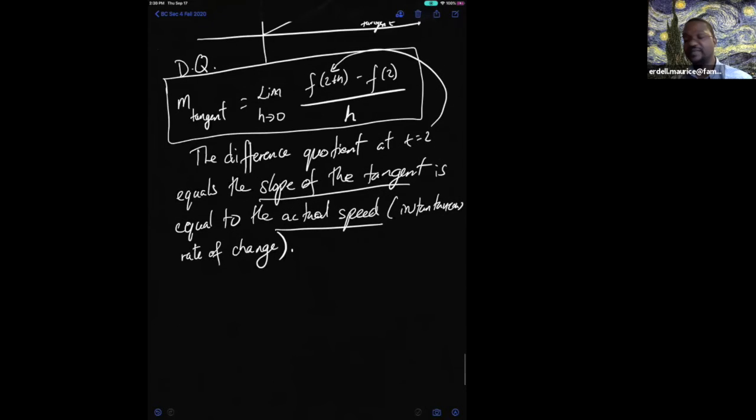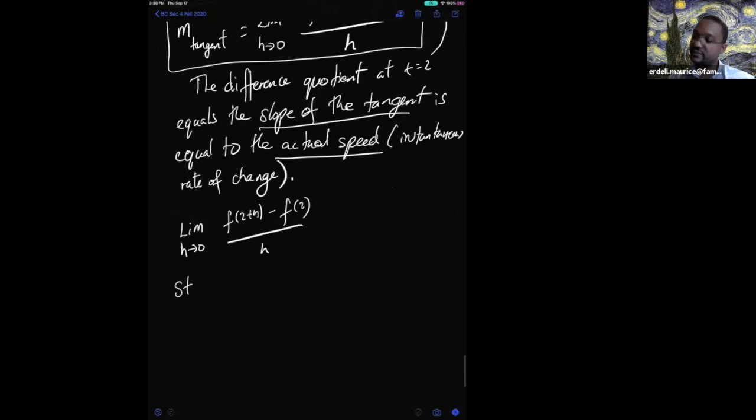I just said we could find it. The way you find it is by simply working this out: limit as h goes to 0, f of 2 plus h minus f of 2, over h. Step 1: I have to find f of 2 plus h. By the way, let me remind you, f of t is 2t squared.